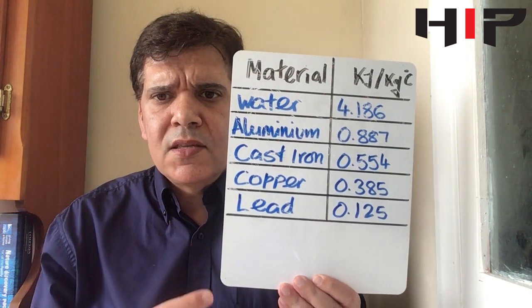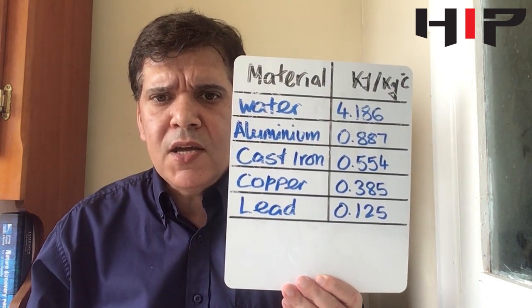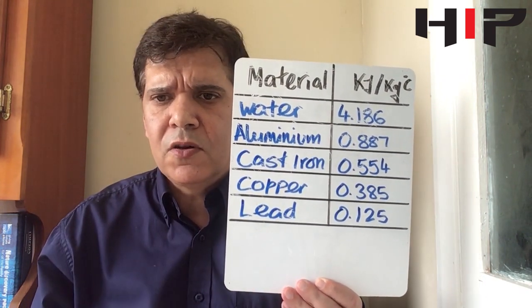It doesn't matter if you are using a kettle to heat up hot water, or a hot water cylinder, or a heat exchanger such as copper, cast iron or aluminium. Each one of them has a specific heat capacity, and so does water. I've got a table here, and water requires a lot more energy to heat up than any other material.